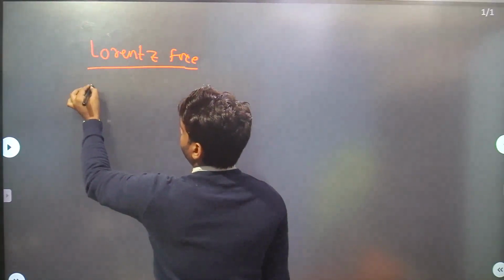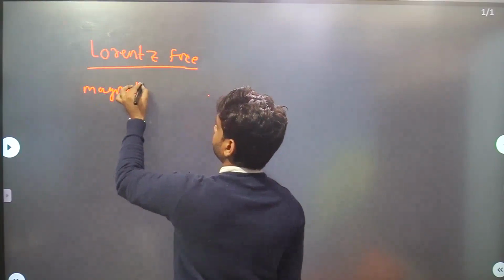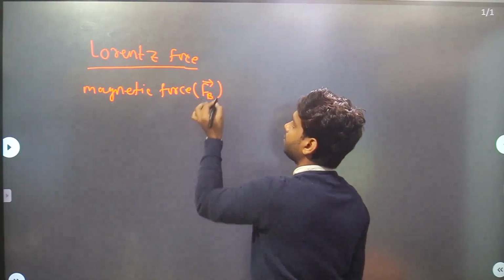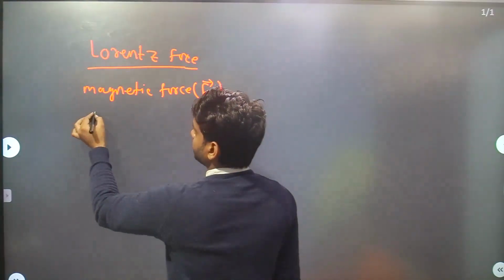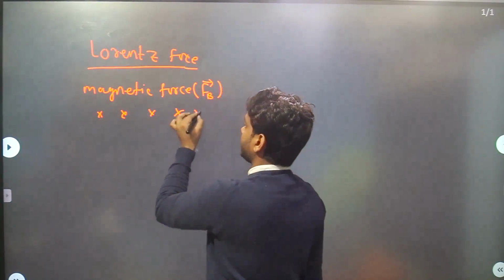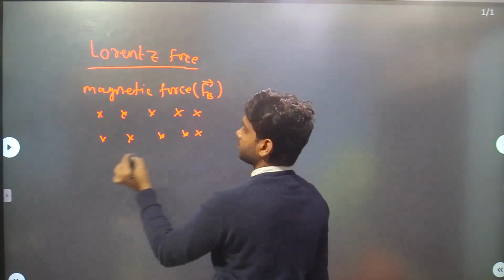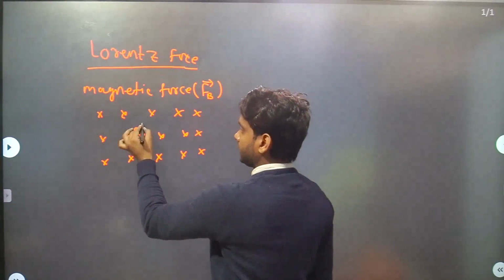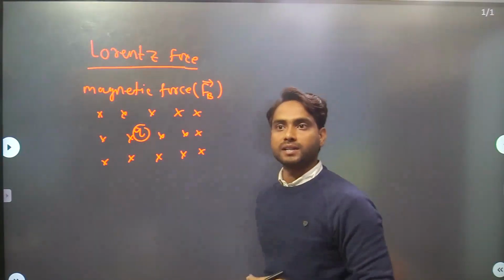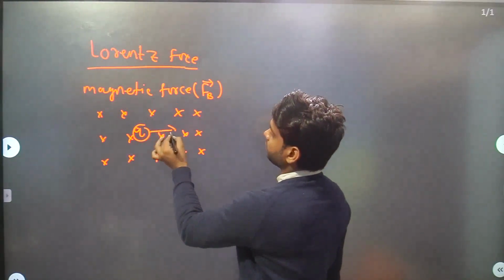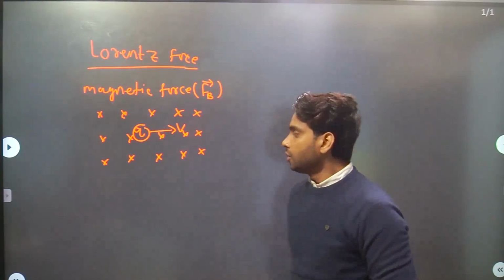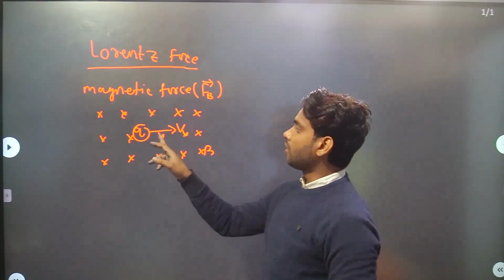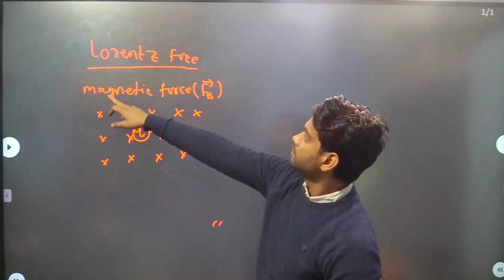So for magnetic force, the magnetic force is represented by FB, vector F of B. Whenever a charged particle is placed in an external magnetic field like this, let us suppose this cross represents the magnetic field which is perpendicular, inside to the plate. And this charged particle is moving with this velocity, and this velocity is constant velocity, right? So this is the magnetic field B. So there is a force on that charged particle, and that force is known as magnetic force.